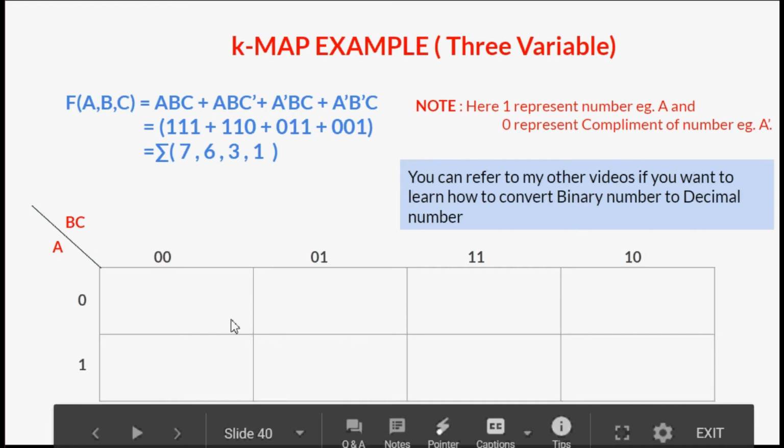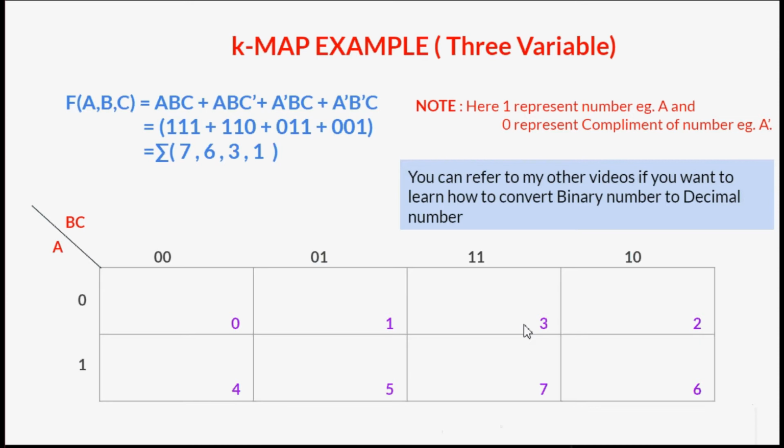Next we are going to write the cell entries. This cell is going to represent the number 0. This cell will represent the number 1. This will represent the number 3. If you are not getting how these cell representation numbers are coming, please go through my previous video so that you can understand how this is coming.